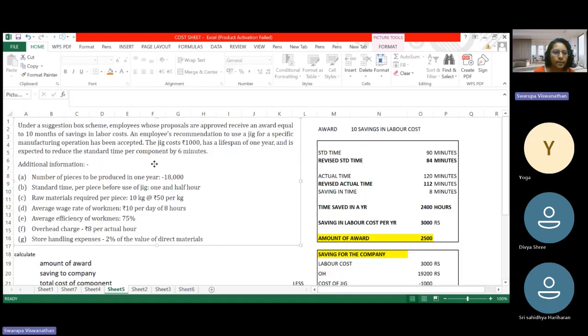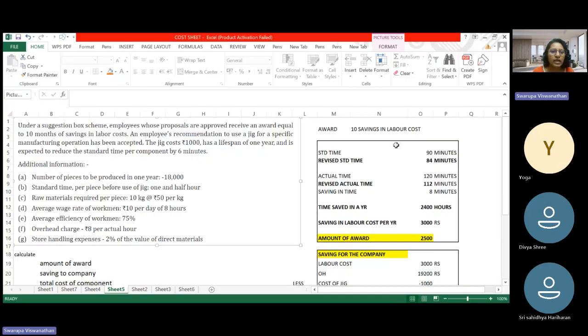We'll resume now. Under a suggestion box scheme, employees whose proposals are approved would receive an equal amount of 10 months of savings in the cost. So there is a suggestion box in a factory where employees have given suggestions, and the suggestion that is approved will get 10 months of savings in the labor cost.